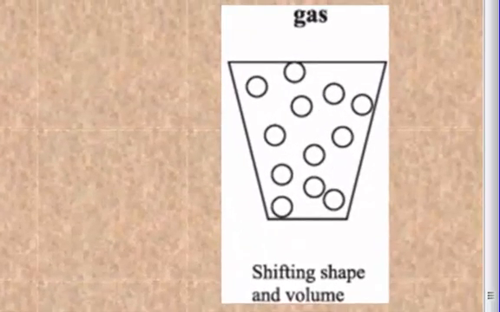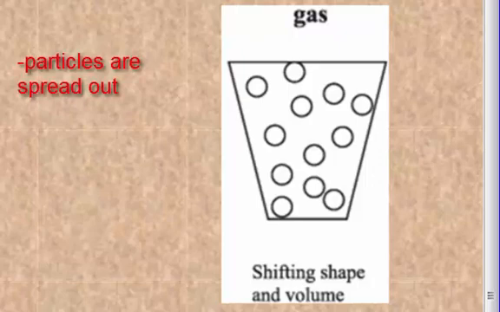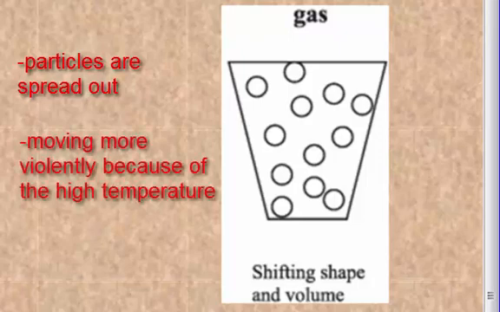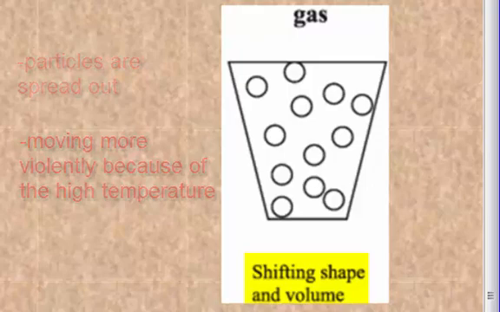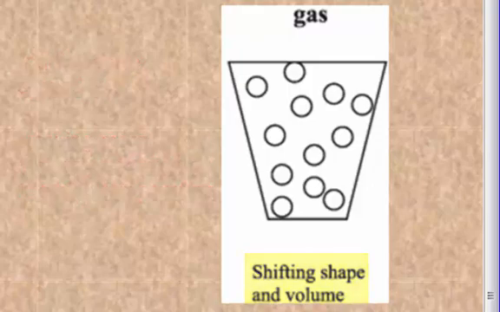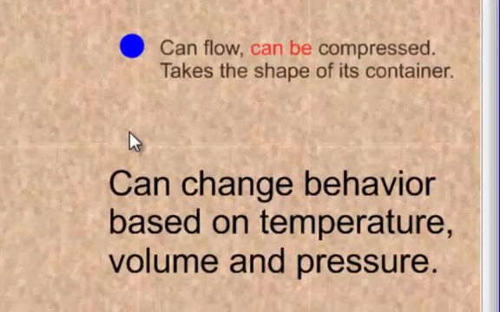The last category for our states of matter is going to be gas. Gases are interesting because their particles are kind of spread out. You notice in the picture that the particles have gotten more and more spread out. They're going to be moving more violently because we're talking about higher temperatures with these particles. They have shifting shapes, which means you can push gases into any shape that you want. And they have shifting volumes too. They can flow pretty easily like a liquid, but the thing that separates them from a liquid is that you can actually compress a gas.